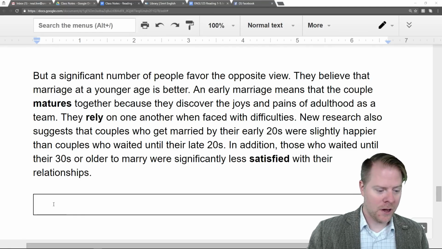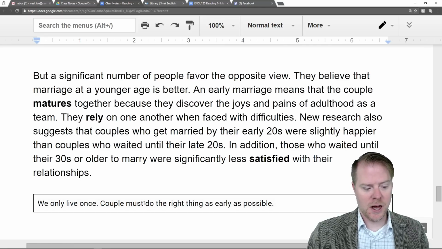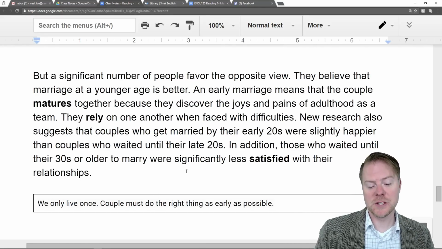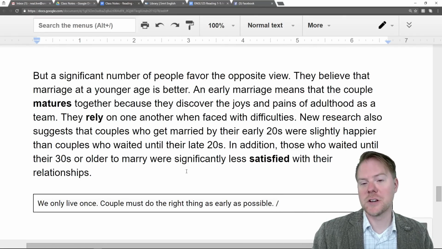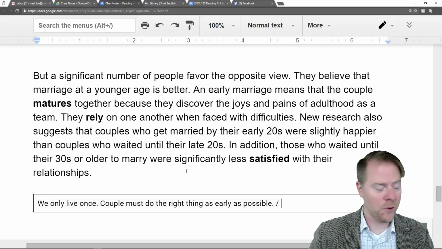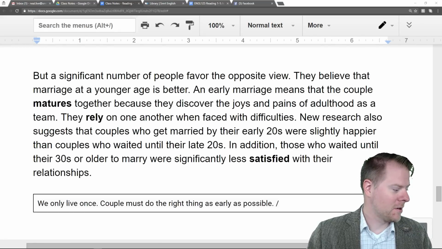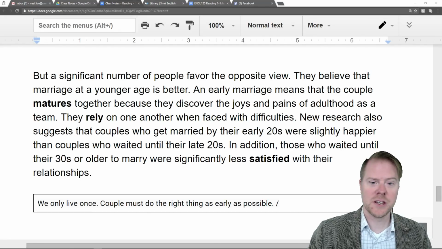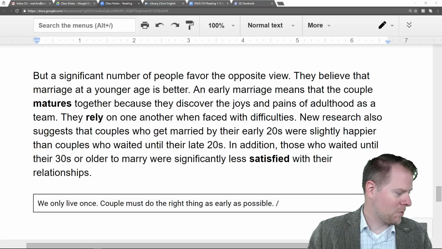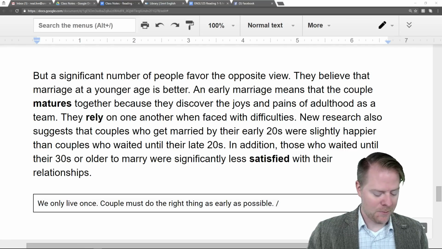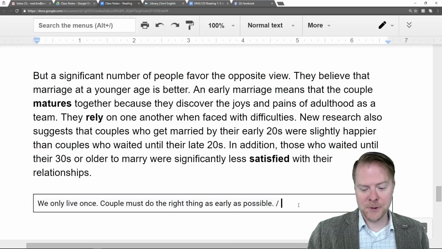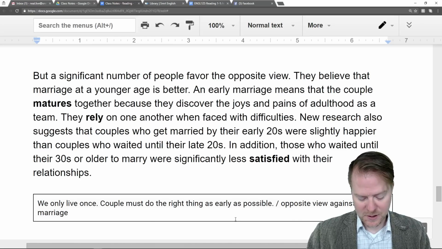So, Miyuki, yours, I think we only live once, couples must do the right thing as early as possible, is a good summary for this one. Now we're advocating for early marriage. And yes, Rosa, it is a contrast. Now we're looking at the opposite point of view.